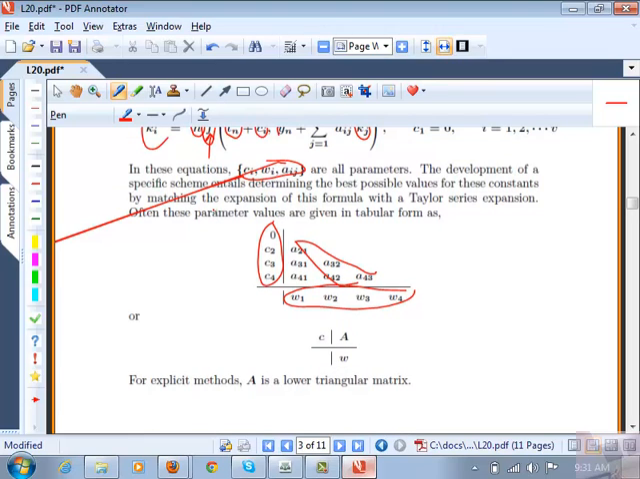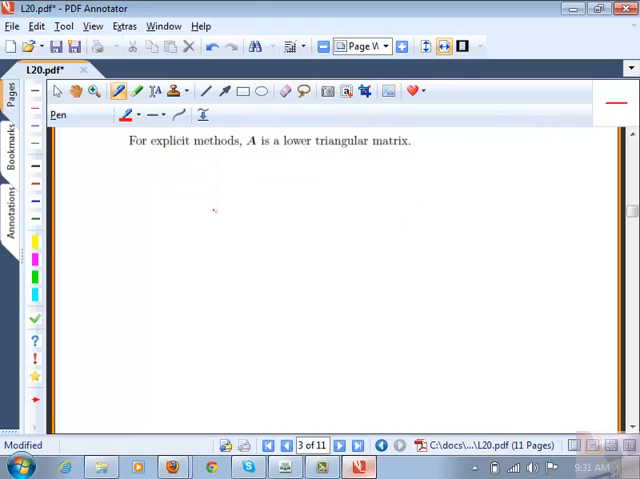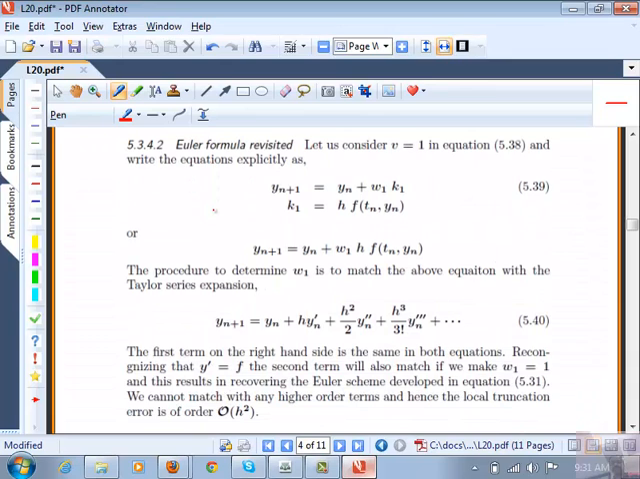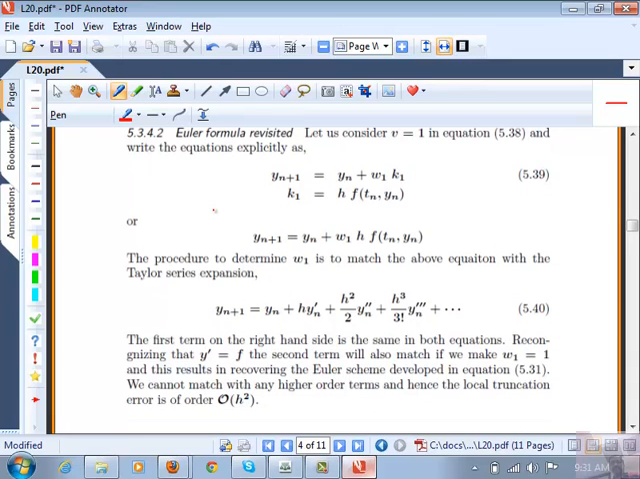Okay. So if you go back, you should be able to understand how you would write this. In the book by Lapidus and Seinfeld on ordinary differential equations, you'll find algorithm after algorithm, Runge-Kutta methods, with the numbers given in this form.